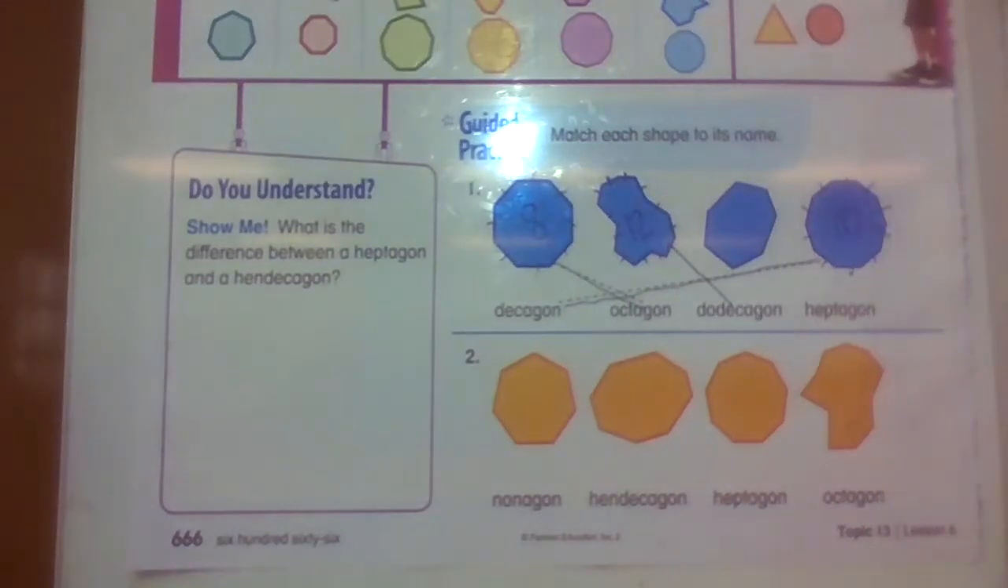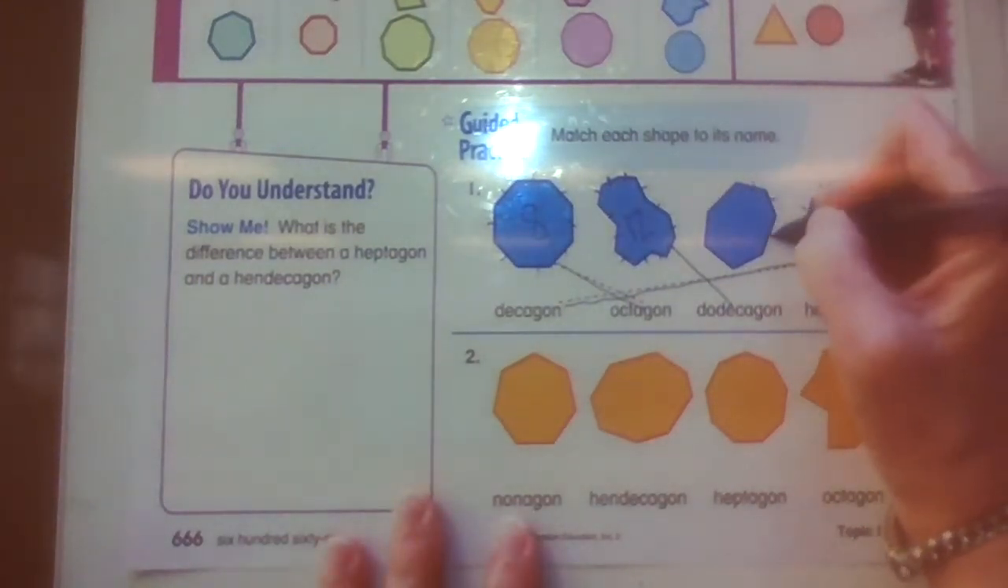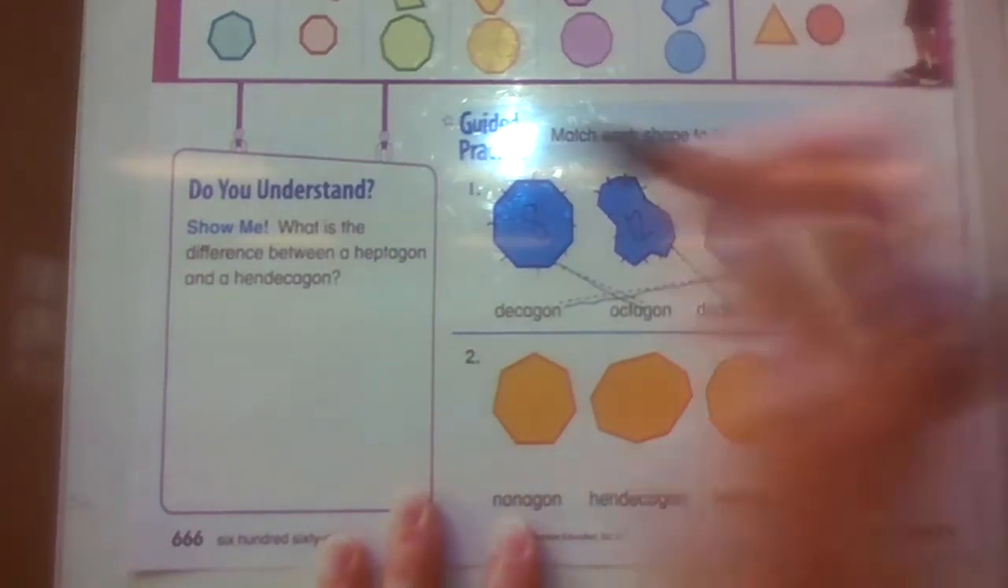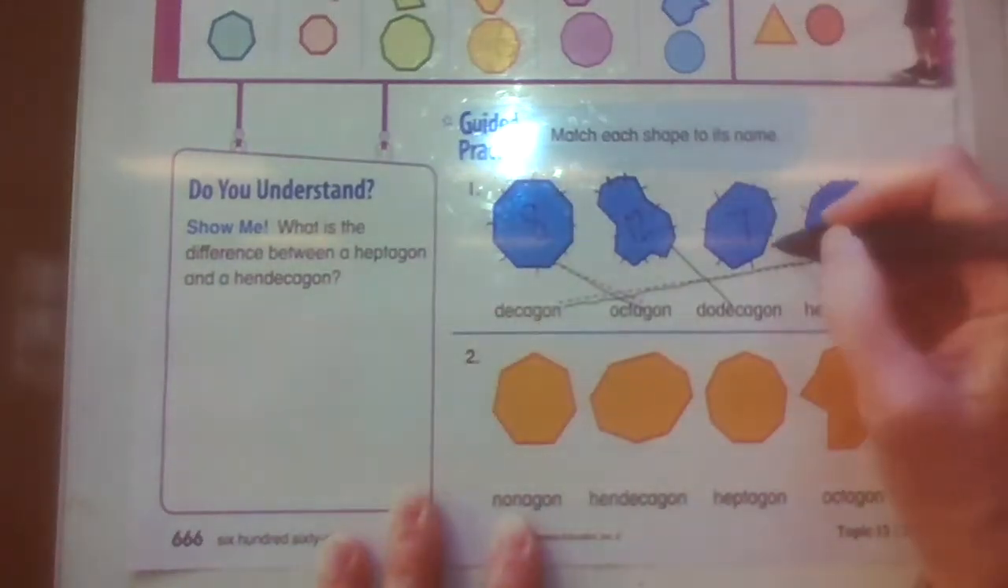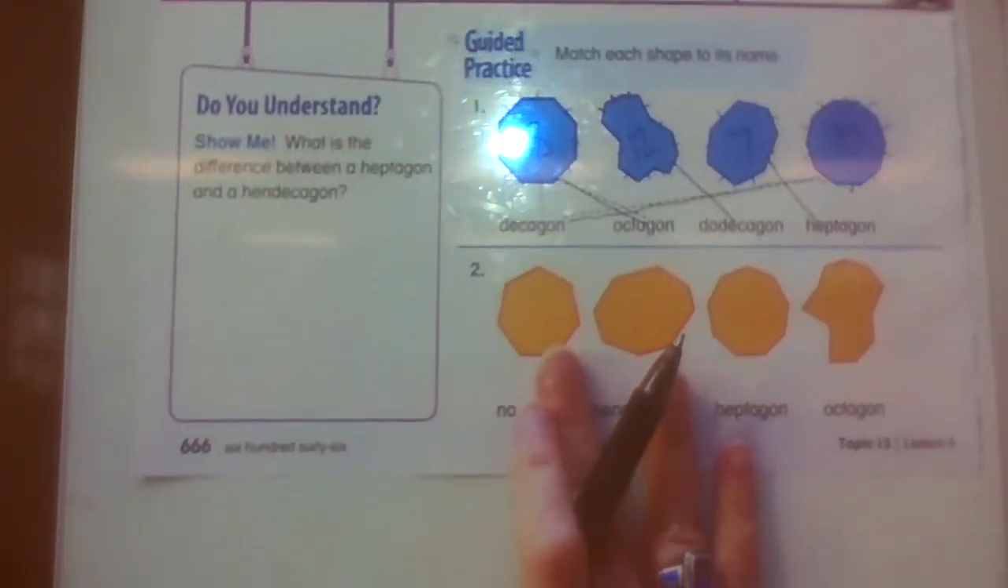Okay, now let's do the last one to be sure we've got the correct answer. 1, 2, 3, 4, 5, 6, 7. We look up at the top, 7 is a heptagon. Heptagon. Okay. All right, now looking down at number 2, we have the same thing.